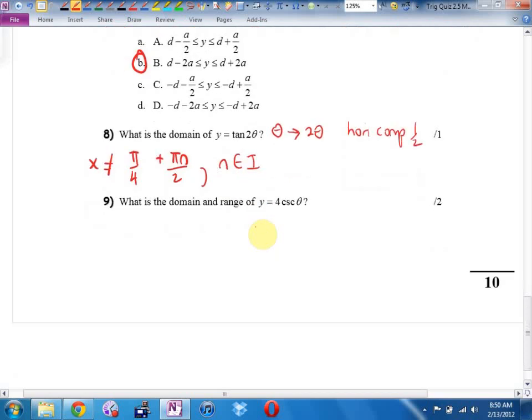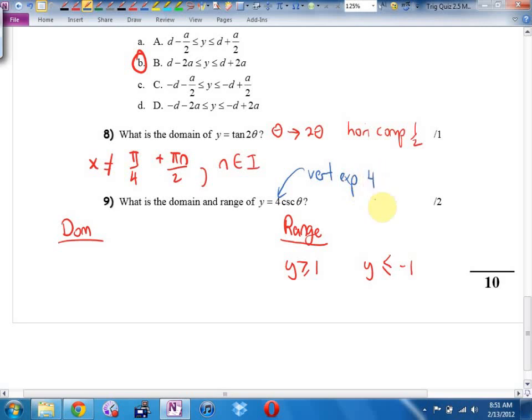What's the domain and range of y equals 4 cosecant? Well, normally the range was everything bigger than or touching 1, everything smaller than or touching negative 1. But Spencer, what's right there? Vertical or horizontal? Really? You think that's right next to the theta, tucked inside the function? I think it's vertical. Vertical what? I think that's a vertical expansion by 4. We'll check on our graphing calculator in a second, but I'm pretty sure.